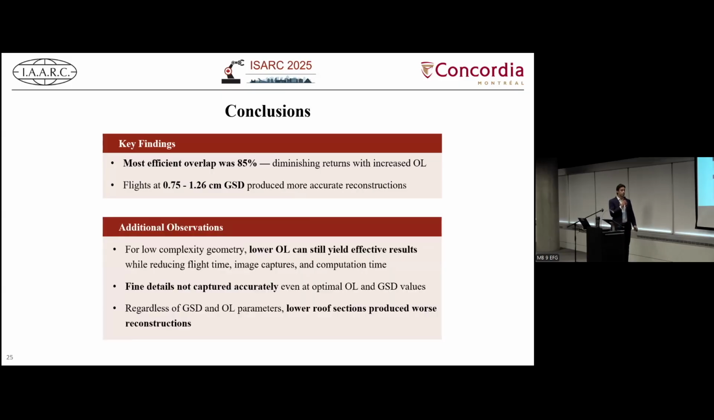And then some additional observations. For low complexity geometry, like our flat roof section, even lower overlap can still yield effective results, but there was lower cost criteria associated with that. And then fine details weren't captured even at the optimal overlap and GSD. So if you're looking to really capture thin railings or fine-walled surfaces, you may need manual flight to supplement your reconstructions. And then finally, regardless of GSD and overlap parameters, the lower roof sections performed worse. So if you have areas of high obstruction or low lighting, you may need manual flight or even additional manual captures in person to better improve your reconstructions.